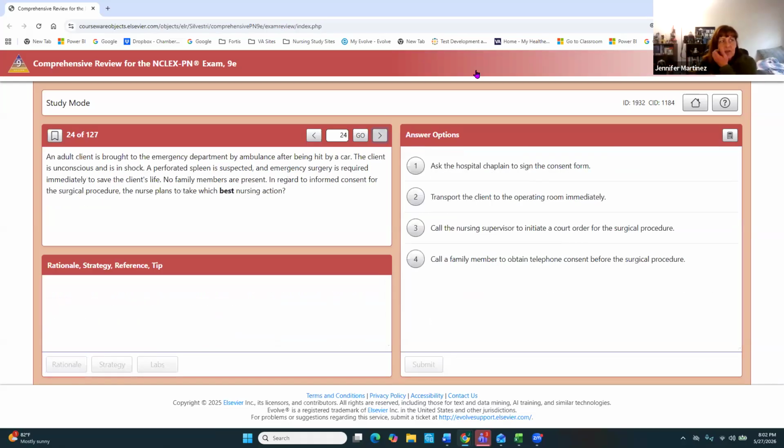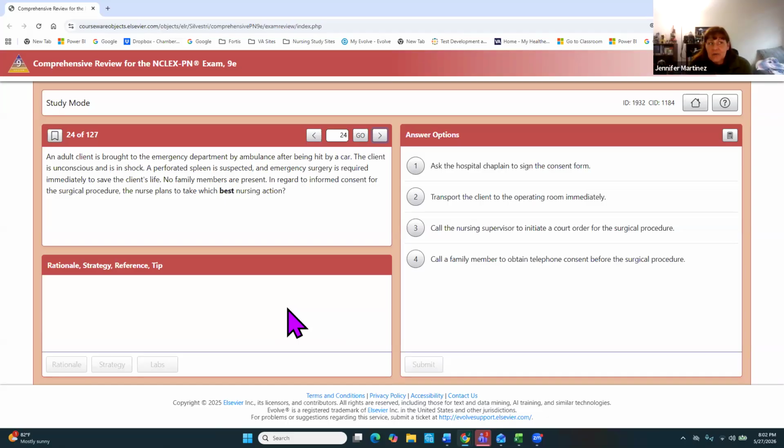Good job. All right. An adult client is brought to the emergency department by ambulance after being struck by a car. The client is unconscious and in shock. A perforated spleen is suspected and emergency surgery is required immediately to save the client's life. No family members are present. In regard to informed consent for the surgical procedure, the nurse plans to take which best nursing action?